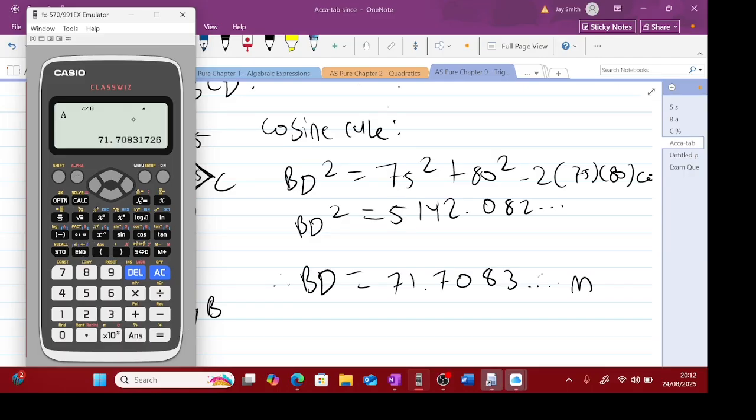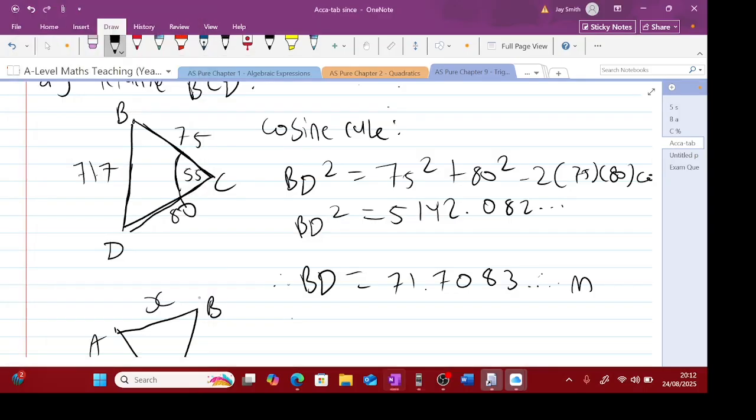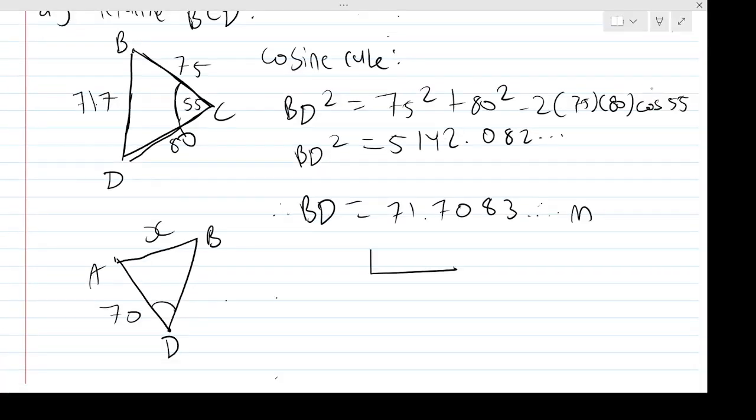So now I should remember I stored that as A in my calculator. So if I need to access this number again, I don't need to type it all out. The calculator has stored it for me. Okay, so this store feature will come very handy with multi-step problems like this with multiple calculations to it. But okay, so we've got this length AD then for now.